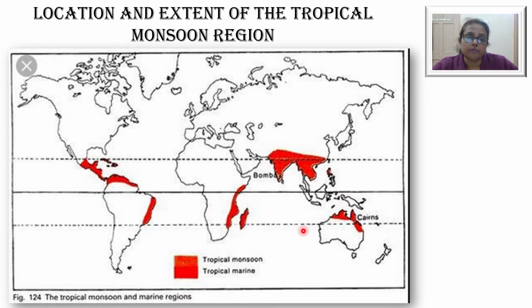The areas where we find the tropical monsoon: Asia is the largest area where we find the monsoon region to be very, very active, and it includes countries like India, Sri Lanka, Pakistan, Bangladesh, most of Southeastern Asia, which includes Cambodia, Vietnam, Laos, Myanmar, and parts of China.